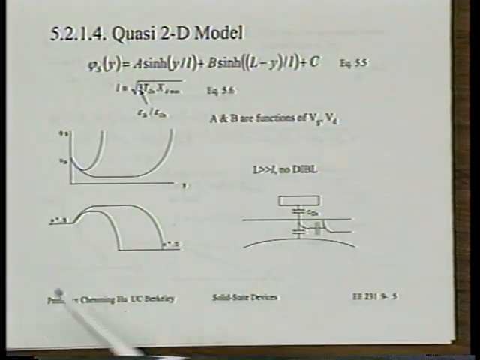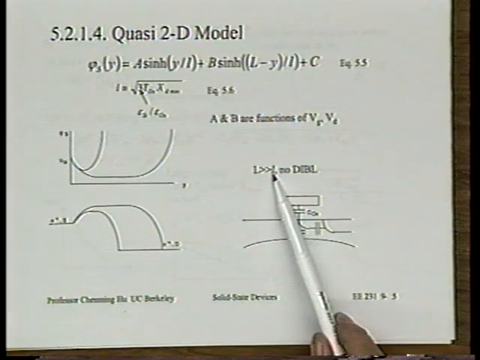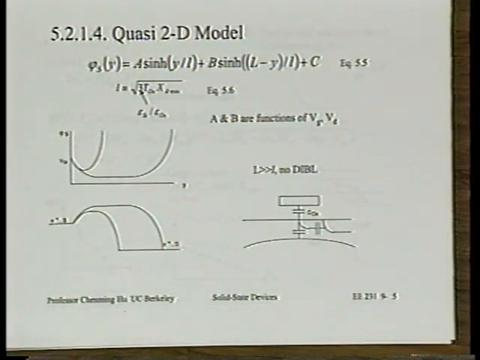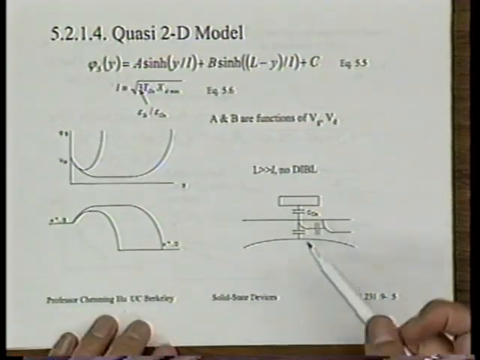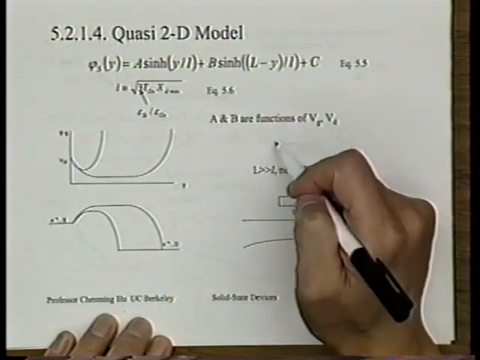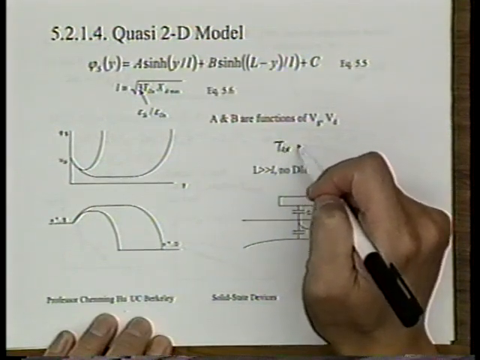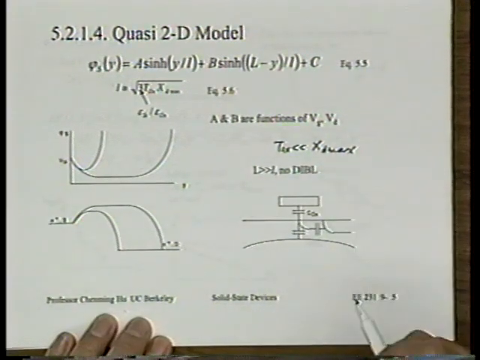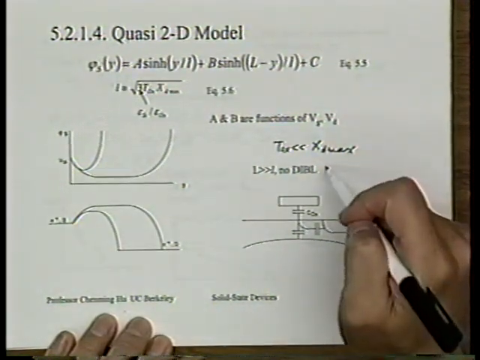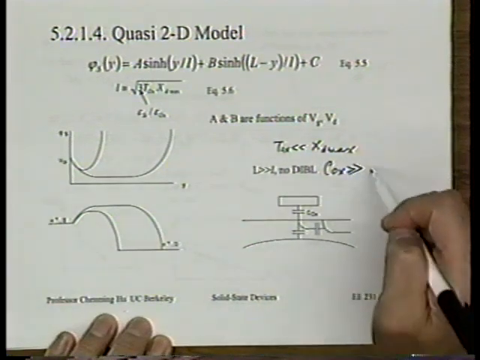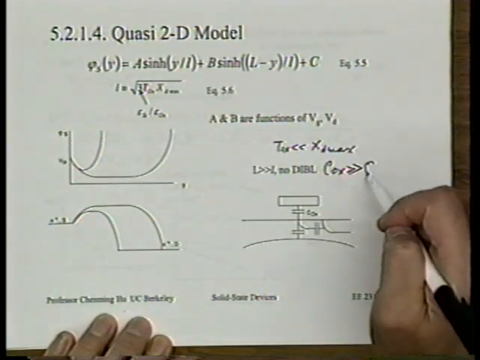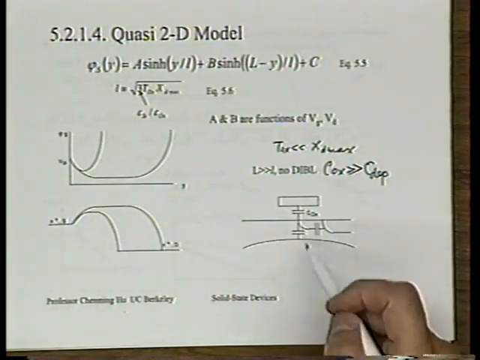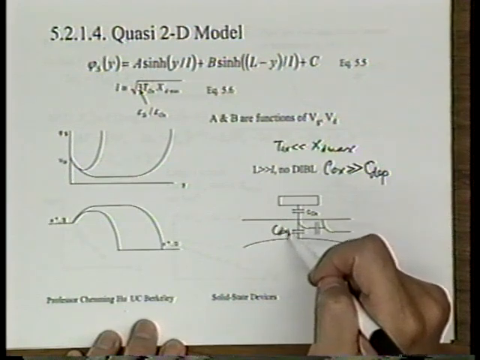And we already argued if L is much, much larger than the decay length, there will be no dipole. You already see that, right? And specifically, one way to make that happen is to make Tox much, much smaller than xd max, right? Or even better is to make Cox much, much larger than C depletion, using the notation introduced in the last two lectures. C depletion meaning this capacitance. Is that right?